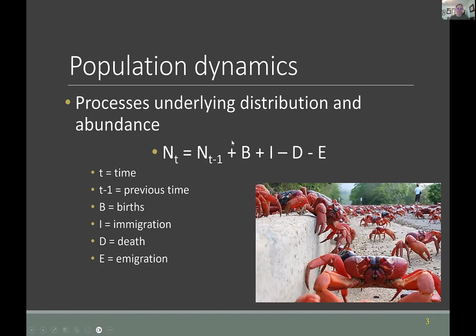Nt is the time now. So Nt minus 1 is some time before, again, depending on the study. B, you can see, is birth, so individuals born in that population, plus immigration, so individuals moving in from another population, minus individuals that have died or ones that have emigrated and have left that given population. This is, again, one of those equations where I want you to know the formula, but I'm not going to give you any math associated with this.